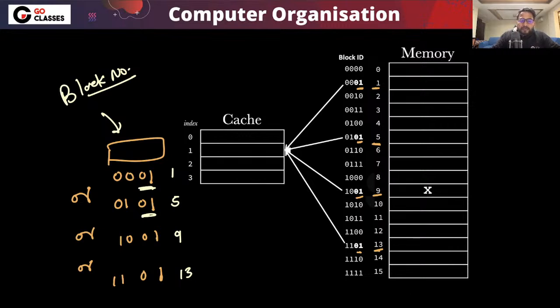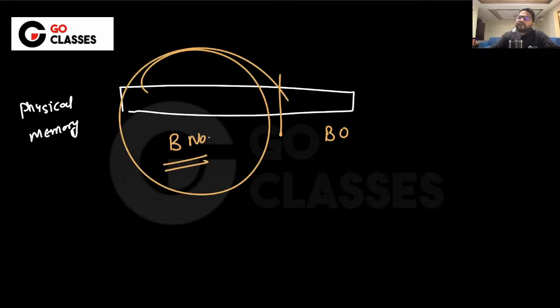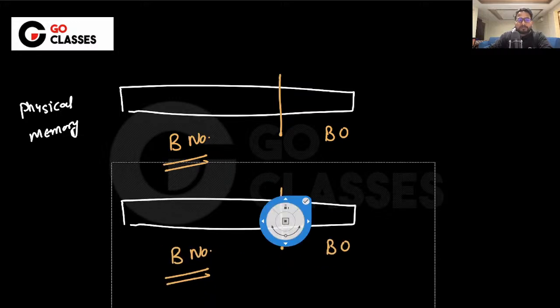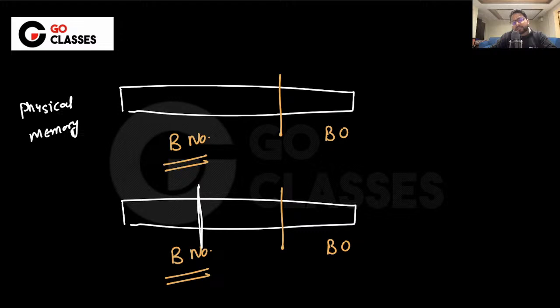So what is happening here? Let me tell you with the picture. This is your physical memory. Generally, we divide this into 2 parts only: the block number and the block offset. I'm interested in getting the block number. But if the cache is given, then your block number is again divided into two parts. This division is with respect to the cache memory. Here you have the line number, and these are the tag bits.